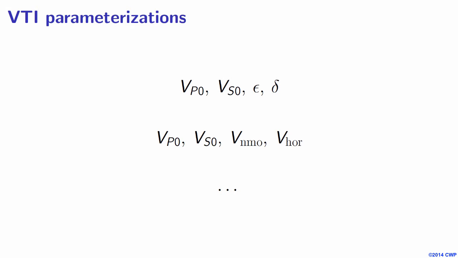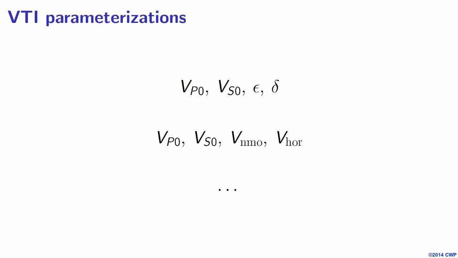So it could be the vertical P and S wave velocities and epsilon and delta, or we could be looking at the vertical P and S wave velocities and the P wave NMO and horizontal velocities. We could express the model in terms of eta, whatever we want. So we use the chain rule, and in this study we're just looking at the second model parameterization.